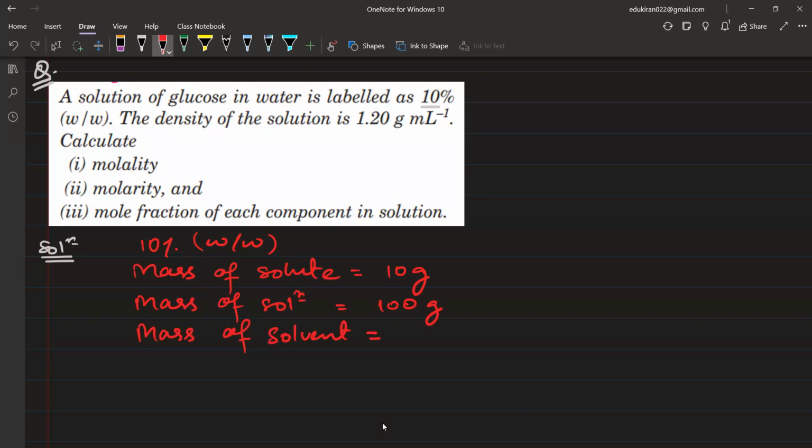Tell me, guys. 90 grams. Very good, Harsha. And 100 grams is solution. Solute is 10 grams. So the remaining portion will be solvent. That is 90 grams. Siddhika and Martin, understood this? Yes or no? Please tell me.